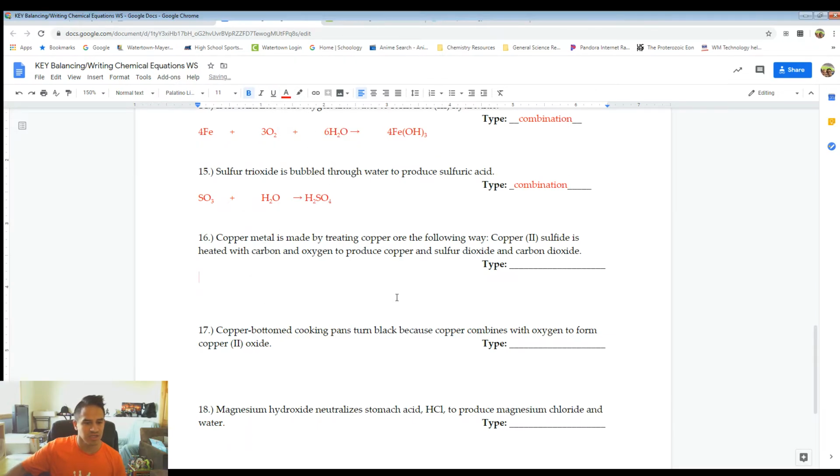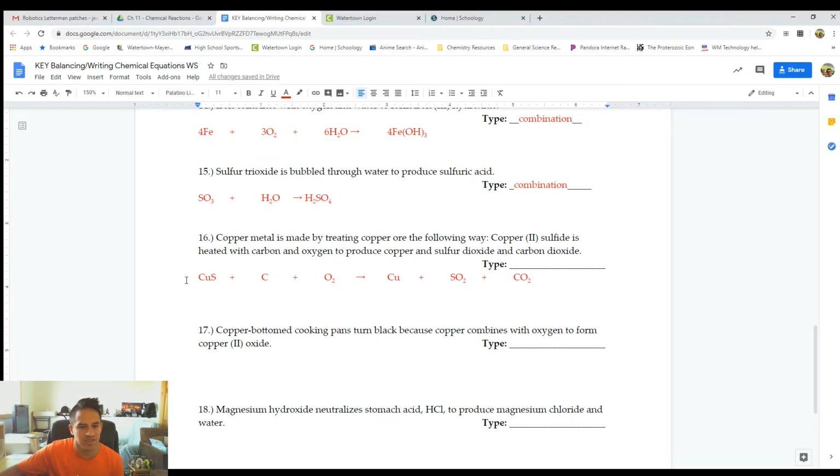Number 16, copper metal is made. Copper metal is made by treating copper ore the following way. Copper 2 sulfide is heated with carbon and oxygen to produce copper and sulfur. So we have copper 2 sulfide, that's CuS, and it's heated with carbon, that's C, and oxygen, which is O, and it's diatomic, so O2, to produce copper, which is Cu, and sulfur dioxide, SO2, and carbon dioxide, CO2, right? So here's everything.